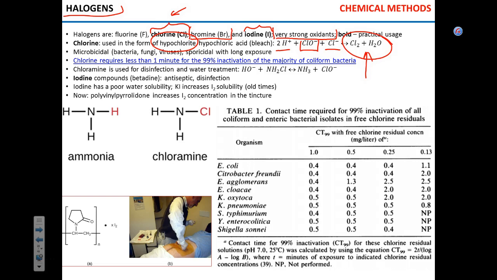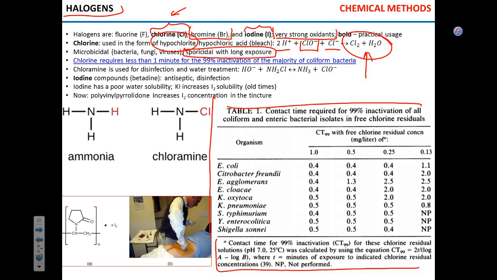In high concentrations, with a long exposure, it's sporicidal. However, I want to make it clear, we do not use bleach to kill spores, just because we don't have that much time. Okay? Now, this is a really cool table that I managed to find. It shows you the contact time for 99% inactivation of the coliform bacteria. So look at this. E. coli. Sounds familiar?